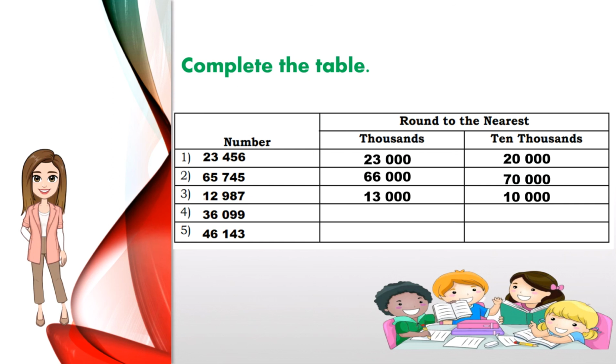36,099 round to the nearest thousands, 36,000. Round to the nearest 10,000s, 40,000. 46,143 round to the nearest thousands is 46,000. And round to the nearest 10,000s is 50,000. If you got the perfect score, good job!